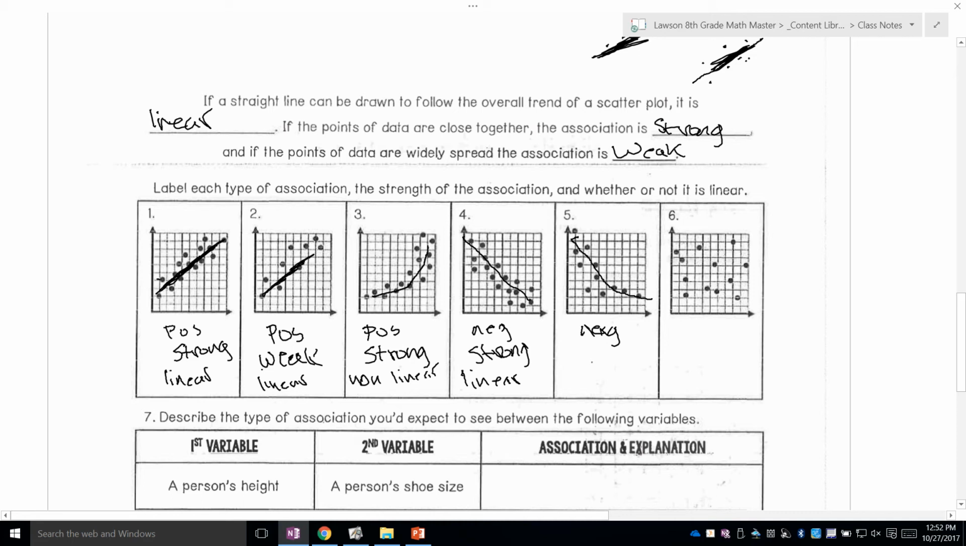All this data is not really close together. There's not a whole lot of points here, so we're going to say that it is weak. And if you see this little curve here at the end, it kind of looks like the end of a ramp or the bottom of a mountain where it's curving down to the ground. Since there's a curve there, it's going to be non-linear because it's not a straight line.